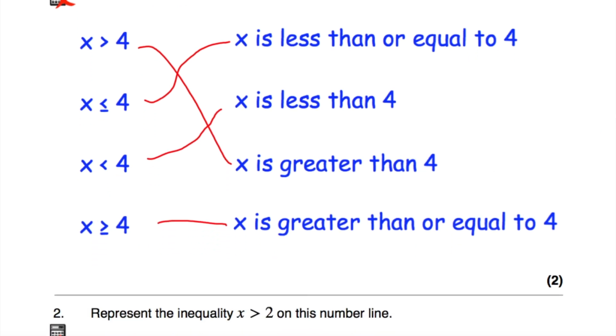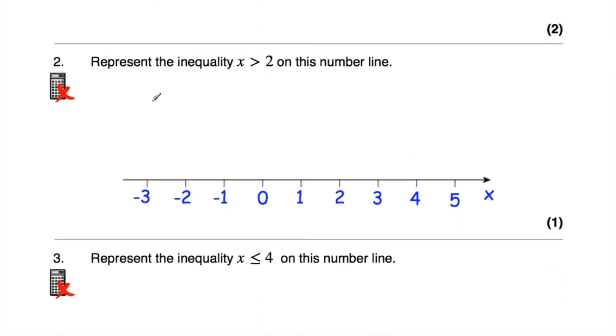Okay, let's look at our next question, question number 2. We've been asked to represent the inequality x is greater than 2 on this number line. We're going to put a hollow circle at 2 because it's greater than, so we're not going to shade it in. If it was greater than or equal to 2, you'd shade it in. If it was less than, you'd do a hollow circle. If it's less than or equal to, you would shade it in. Because it's not equal to, you're just going to do a hollow circle.